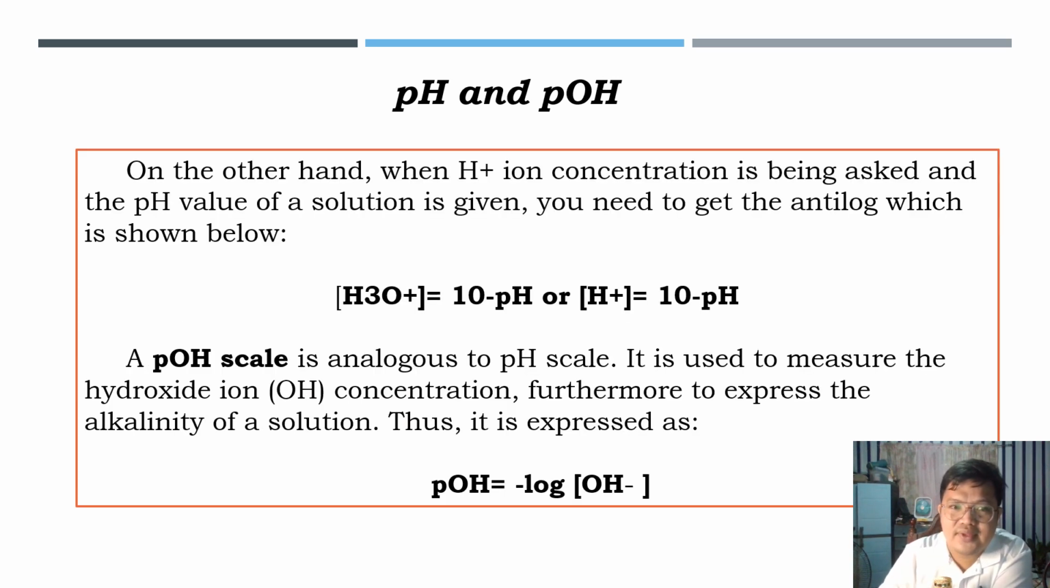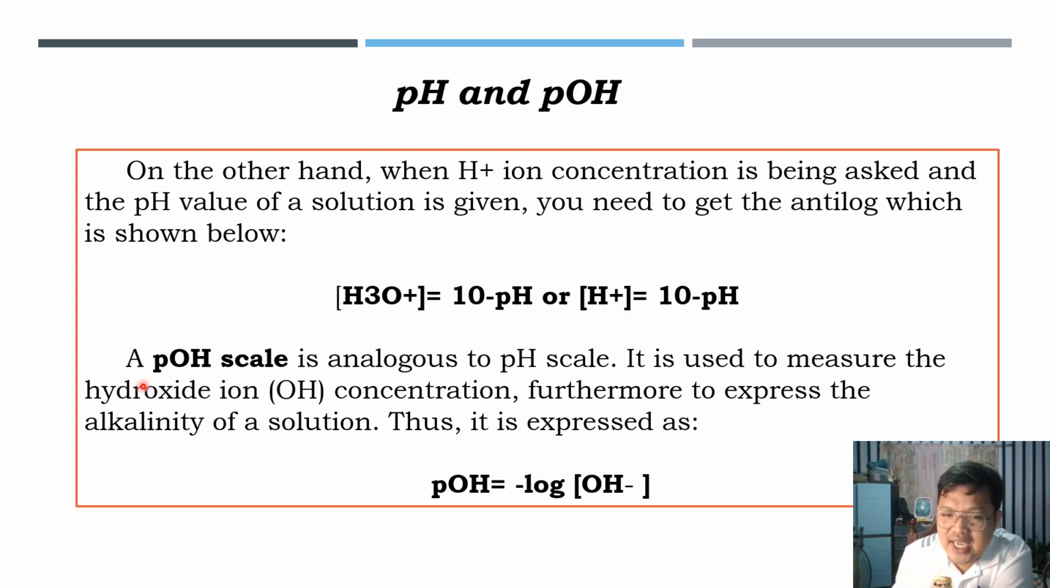Okay, so moving on. When H plus ion concentration is being asked and the pH value of a solution is given, you need to get the antilog, which is shown below. Ito, H3O plus is equal to 10 negative pH, or H plus is equal to 10 negative pH.